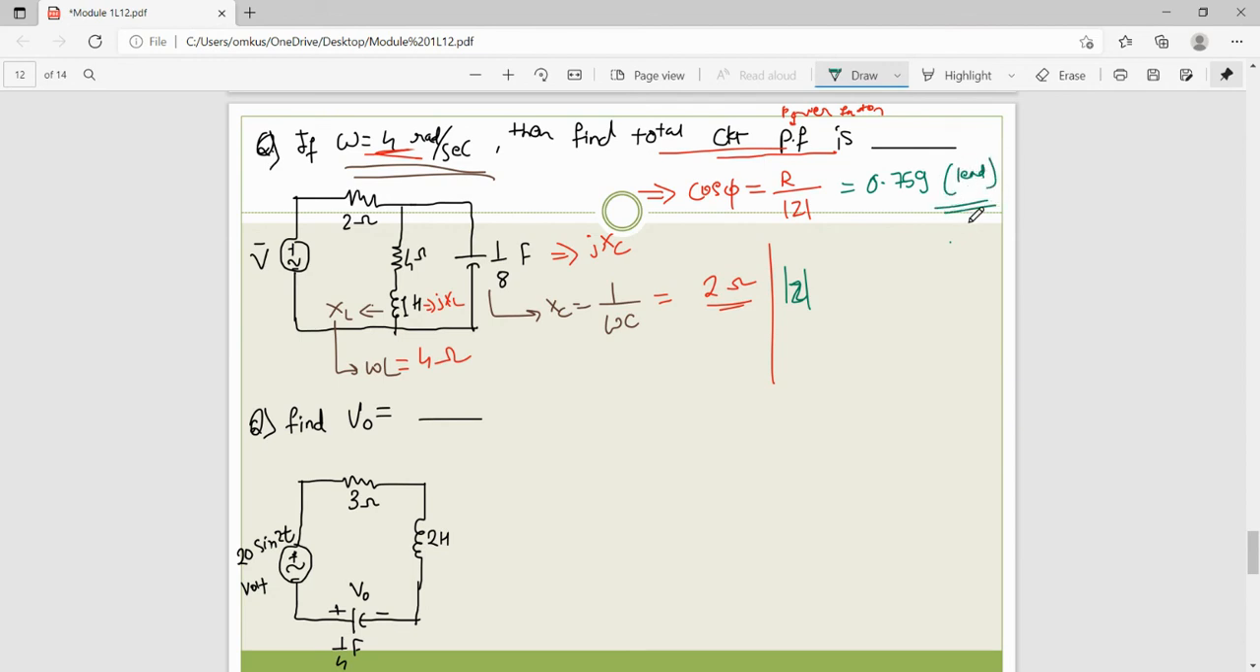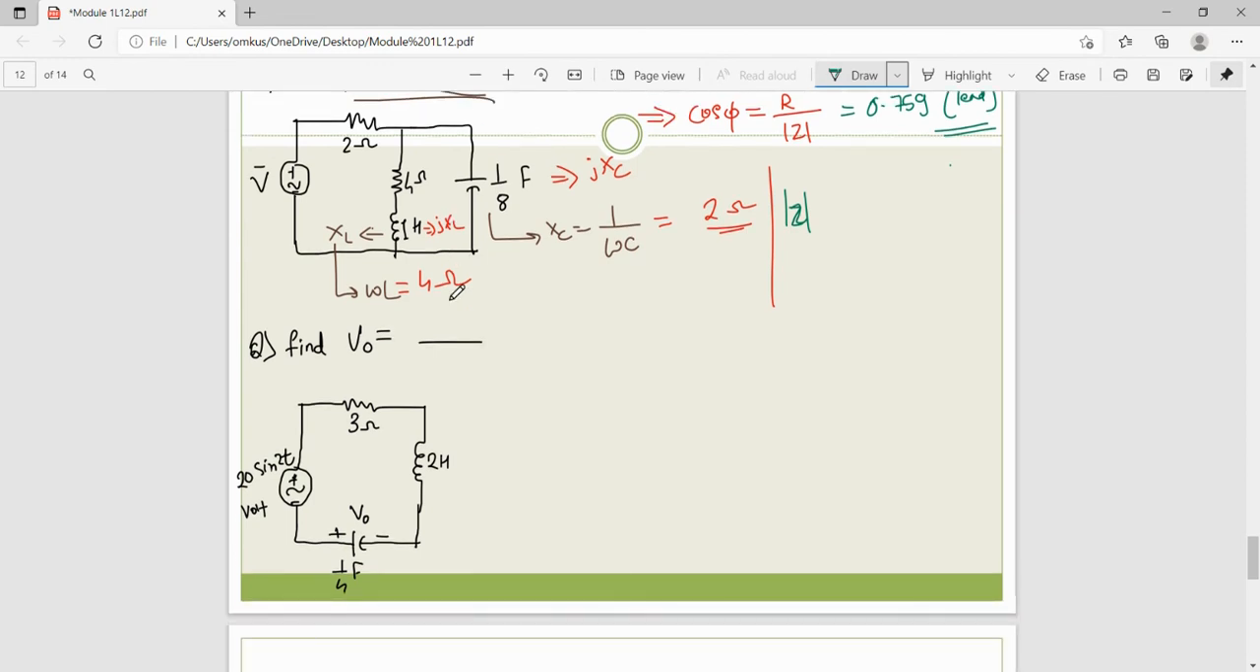And in what case do we get the leading power factor? When the whole circuit behaves like a capacitive circuit, right? This is a hint. So this circuit behaves like a capacitive circuit. It means the capacitor is the dominant factor for this branch. So try to solve it and find the value of the impedance.